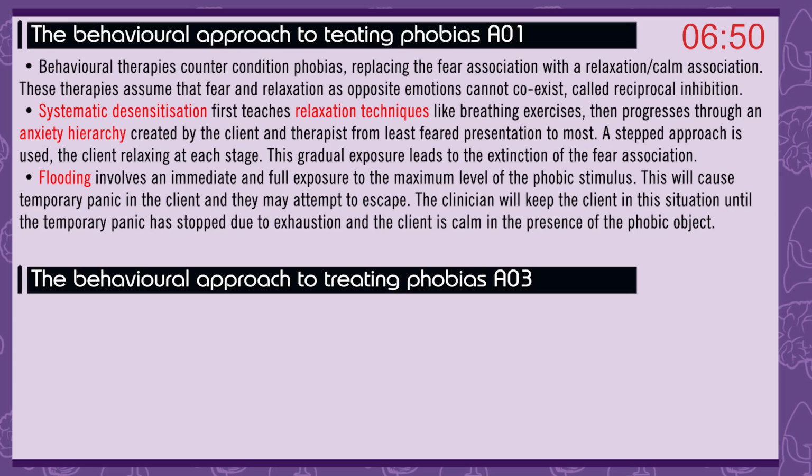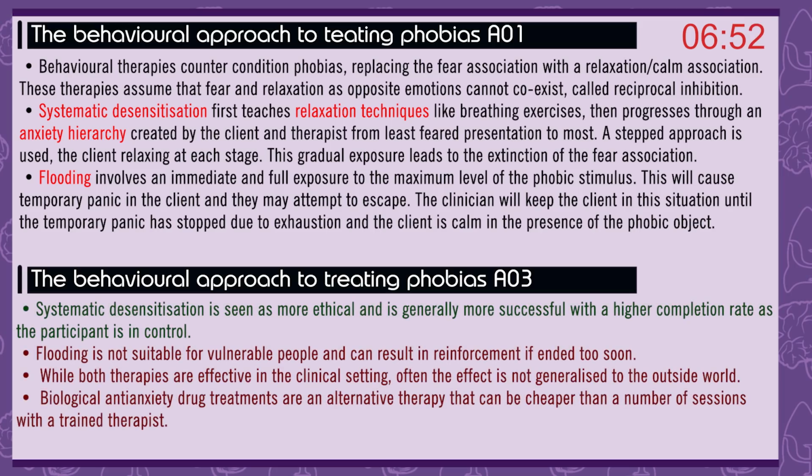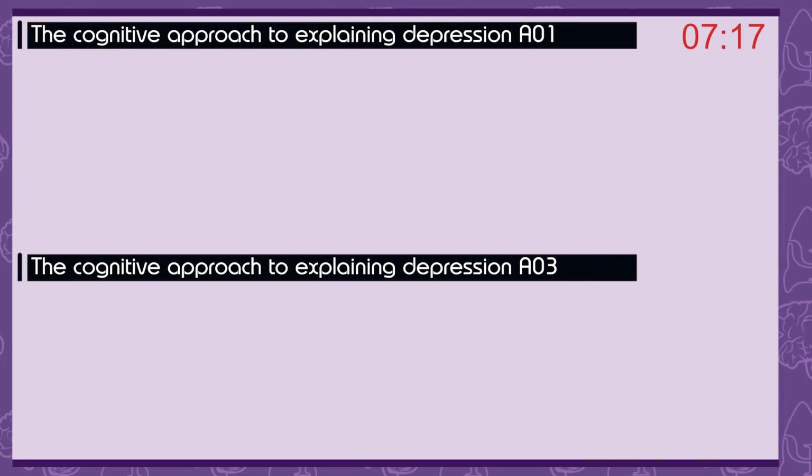Systematic desensitization is seen as more ethical and is generally more successful with a high completion rate as the participant is in control. Flooding is not suitable for vulnerable people and can result in reinforcement if ended too soon. While both therapies are effective in the clinical setting, often the effect is not generalized to the outside world. Biological anti-anxiety drug treatments are an alternative therapy that can be cheaper than a number of sessions with a trained therapist. The cognitive approach to explaining depression.